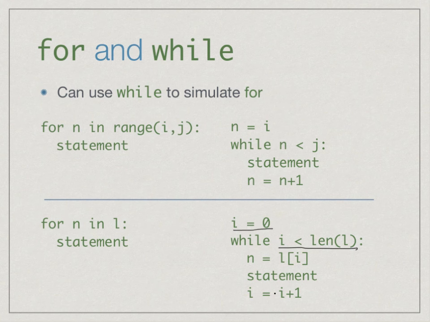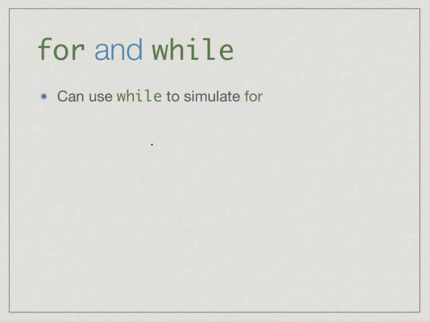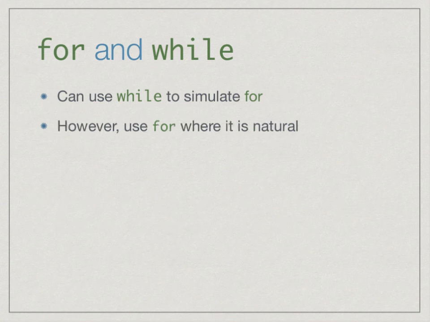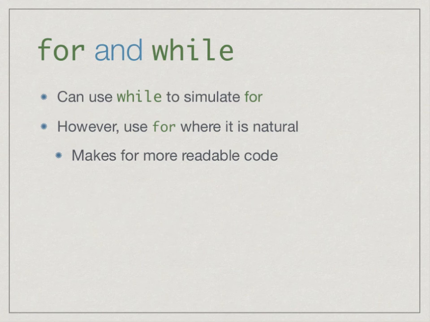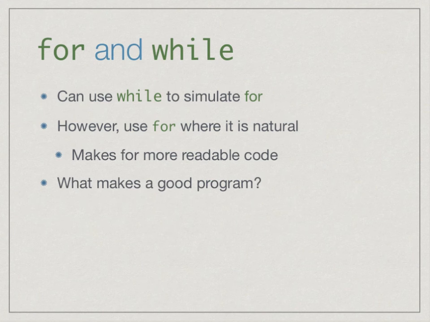So both forms of the for can be written as while, but notice that the right hand side is significantly more ugly and complicated than the left hand side. While we can use the while statement to simulate the for statement, it is much nicer to use the for where it is natural, where we know in advance what exactly we are repeating over. This makes for more readable code, and in general, more readable code makes for a better program.